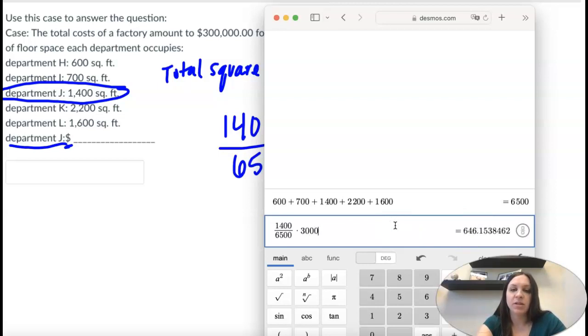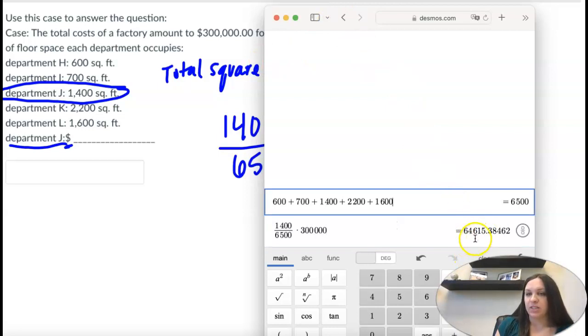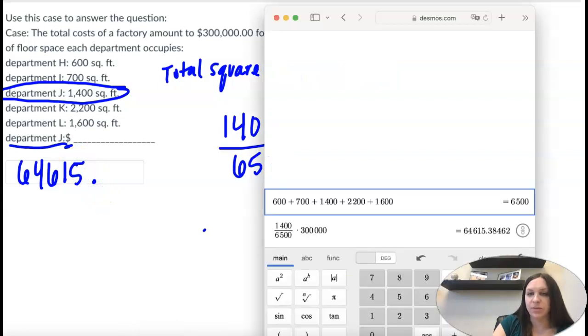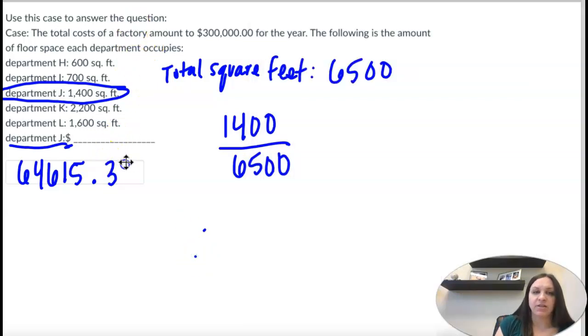So 300,000. That's the cost that it takes Department J to operate: 64,615. And we're talking money, so we need two numbers after the decimal: 0.38. I'm not going to round because the third number is a 4, which is less than 5. There are a lot of questions like this. It might ask you about Department I or H or K, but it's the same process.